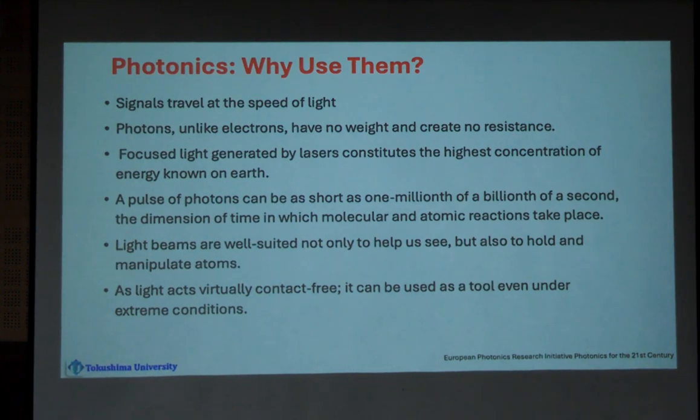Very, very small. So those kinds of light particles can show some kind of change, or we use solar light that can show the change. Those light sources or light signals or laser beams are part of optoelectronics. As light acts virtually contact free, light can move freely. You can divert the light but cannot change the light. It can be used as a tool under extreme conditions.